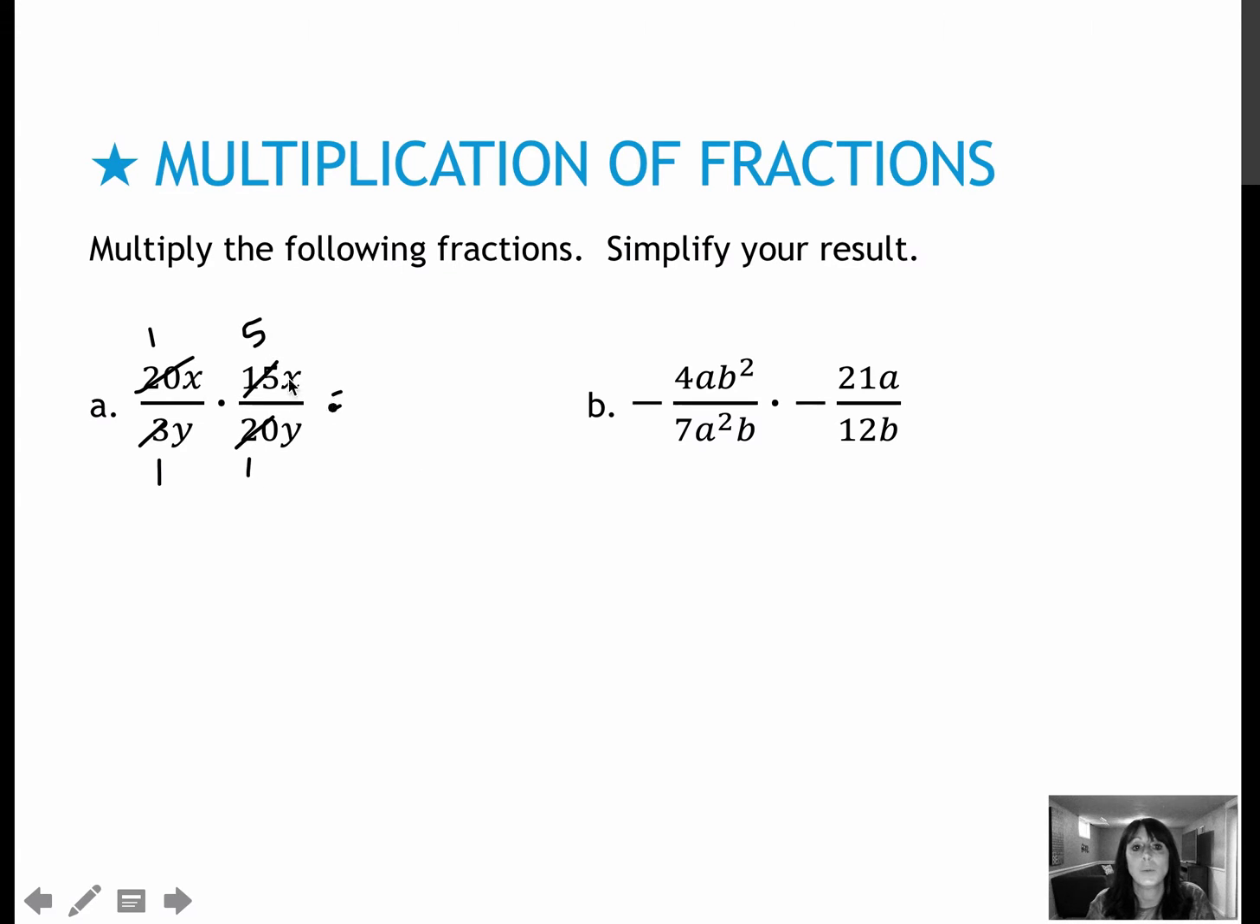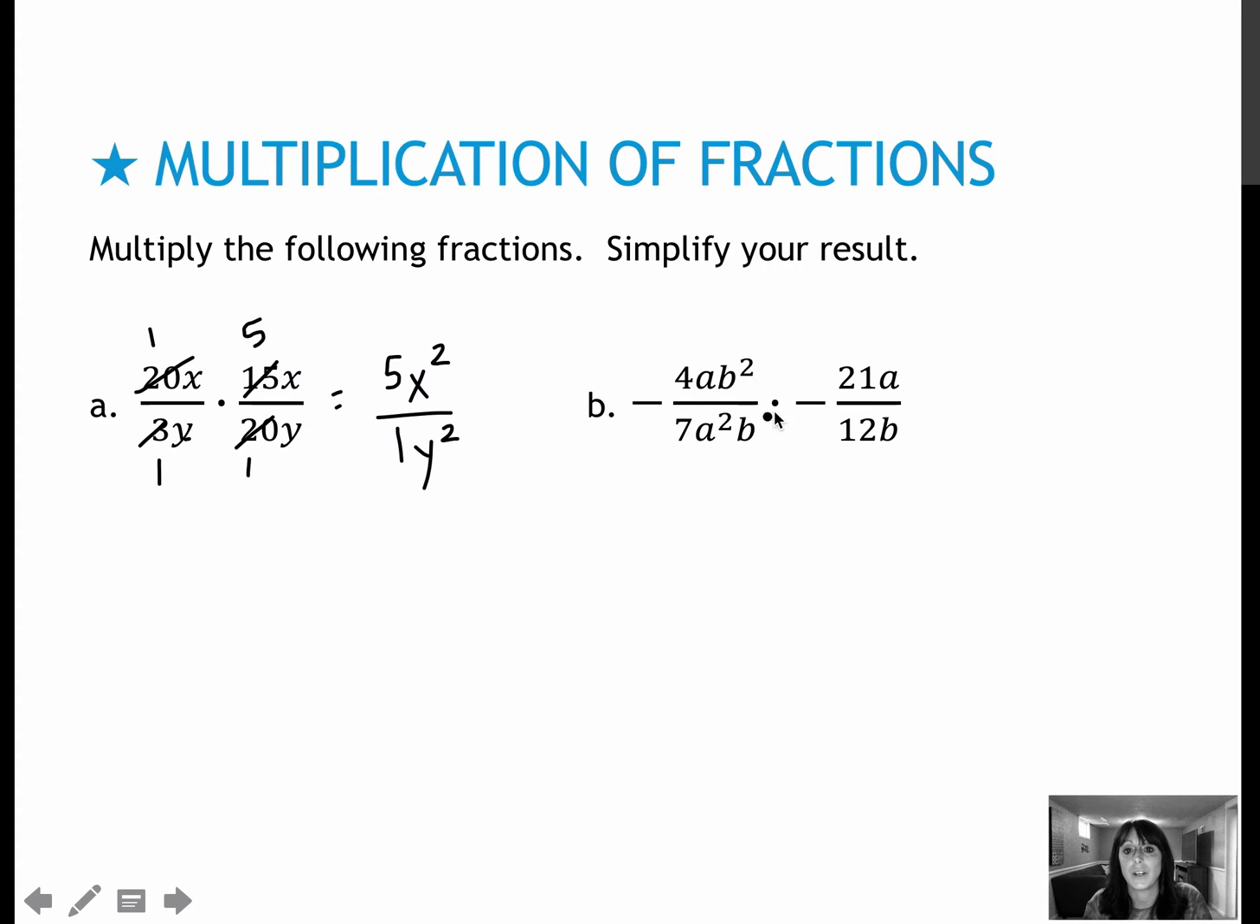And so on my numerator, I have 1 times 5, which is 5, and also x and x, or 2 x's, which is x squared. My denominator, I have 1 times 1, which is 1, and y, so 2 y's, which is y squared. It's not necessary for us to have the 1, so if you had 5x squared over y squared, that would be correct as well. We don't need the 1 as a coefficient.